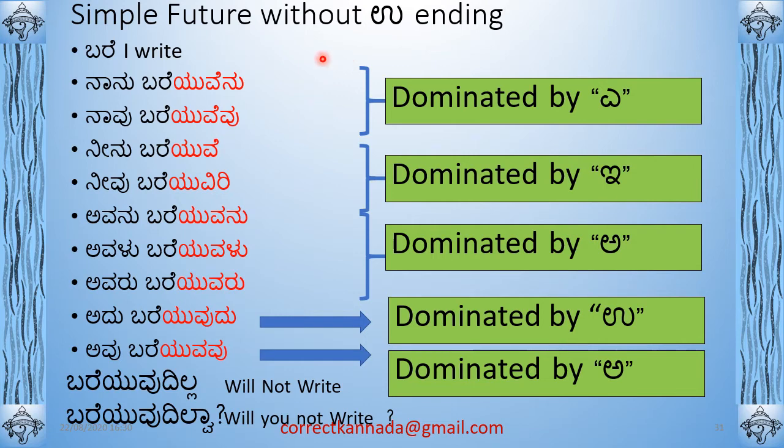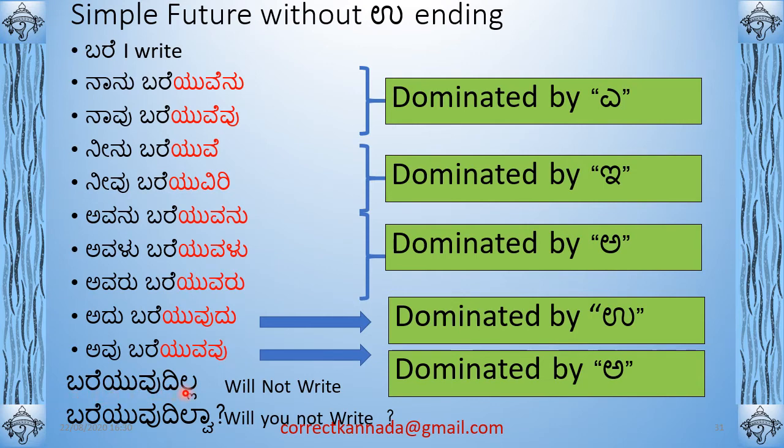Simple future without the u ending. Again, same concept as present tense. Bare u is taken and the suffix from the past tense is taken and replaced with va. Bare nanu ಬರೆಯುವೆನು. ನಾವು ಬರೆಯುವೆವು. ನೀನು ಬರೆಯುವೆ. ನೀವು ಬರೆಯುವಿರಿ. ಅವನು ಬರೆಯುವನು. ಅವಳು ಬರೆಯುವಳು. ಅವರು ಬರೆಯುವರು. ಅದು ಬರೆಯುವುದು. ಅವು ಬರೆಯುವವು. Okay.